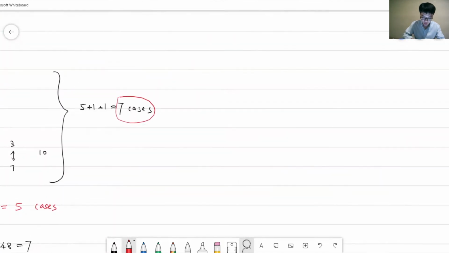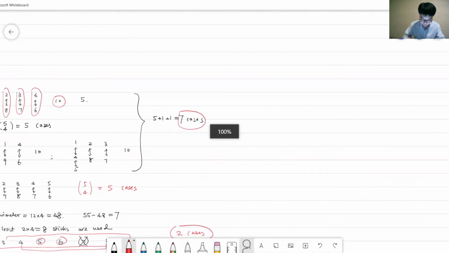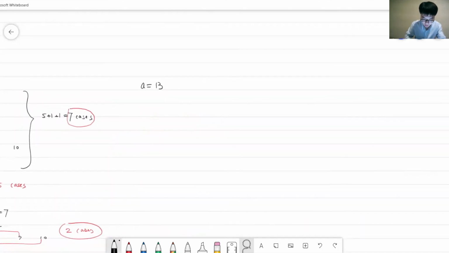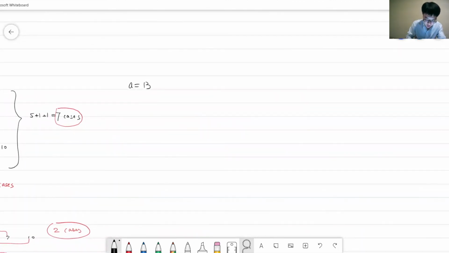The side length equals 13. A equals 13. If A equals 13, let's see what stick or sticks are removed. So the perimeter is 13 times 4, which is 52. And the total value is 55 minus 52, which equals 3. So we remove one stick or two sticks that add up to 3. So there are two ways to remove the sticks.